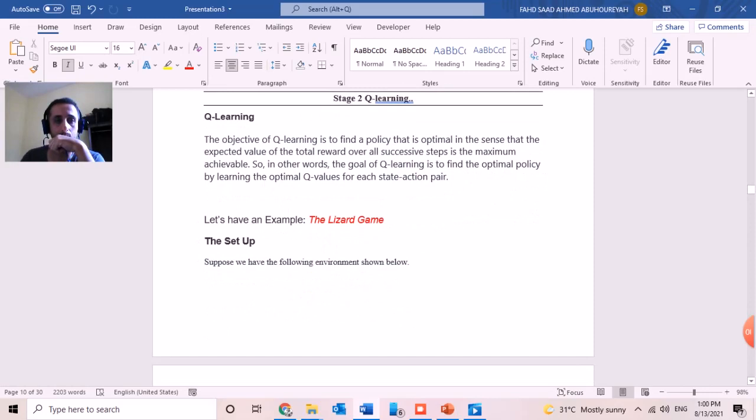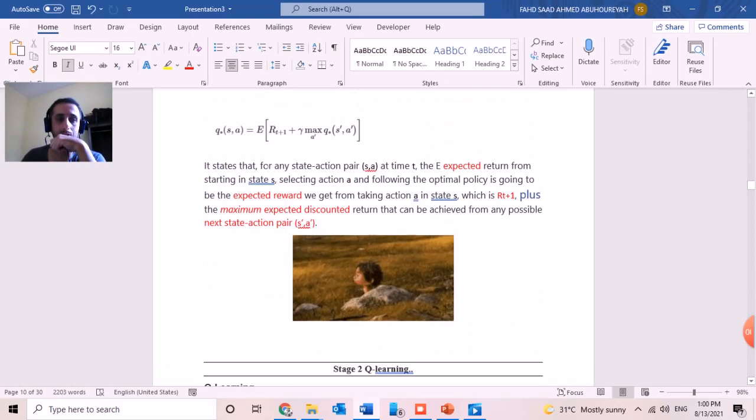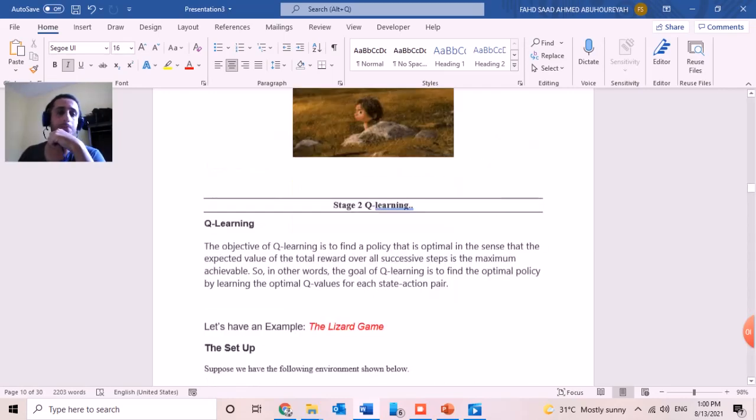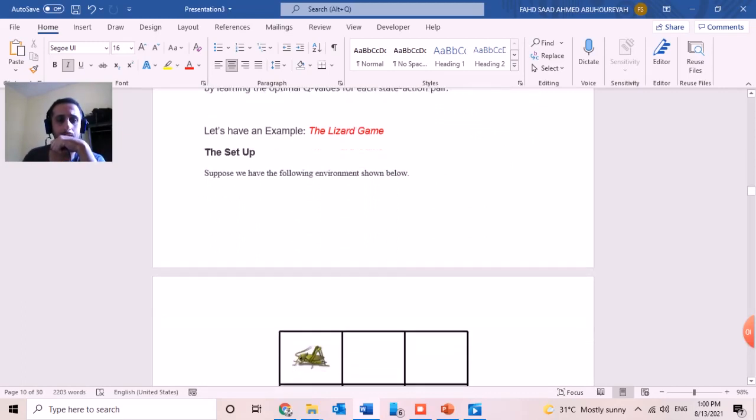So until now we know Q-learning. We have this equation which will generate the best action and state, with the estimation of the best action and state to get the best rewards. So let's look at this example mentioned here.